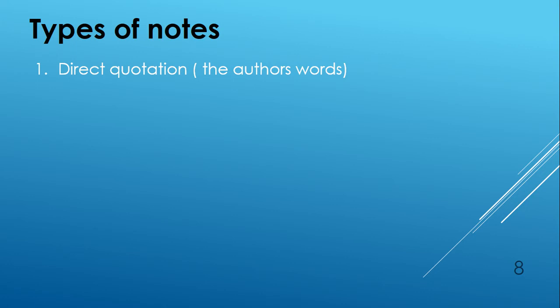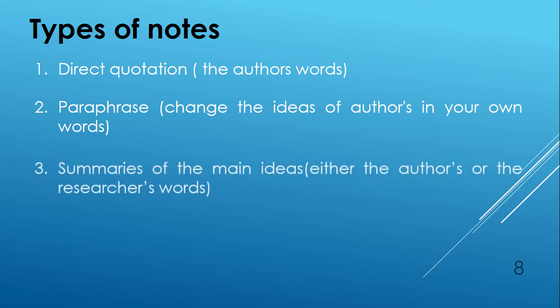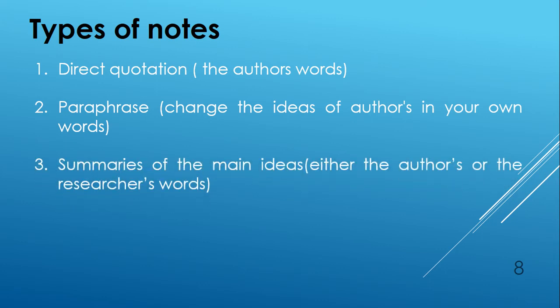That's called direct quotation. The second is paraphrasing or indirect quotation, changing the ideas of others into your own words. The idea is not ours. As a researcher, we read the ideas and then we paraphrase them in our own words. That's called paraphrasing or indirect quotation. This is the second type of taking notes. We can paraphrase, and we can directly quote, in order to save ourselves from plagiarism.